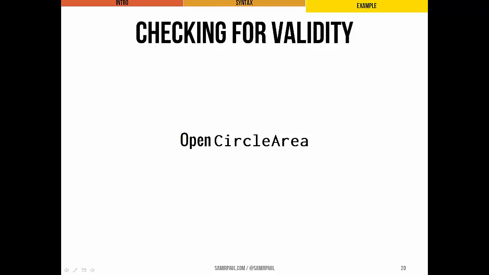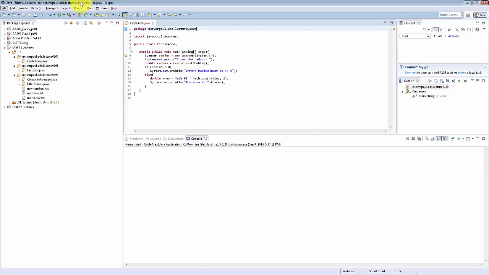So now open up the circle area program from the code files for this lecture. I've got it already loaded into Eclipse, so I'll just pop that open real quick. Let's take a look at this code for a second. Okay, I'm importing the Scanner class. Looks like I'm calculating the area of a circle based on its radius. So Scanner reader equals new Scanner, fantastic. I'm prompting the user, "Enter the radius." I declare a double, and I get a double from the user.